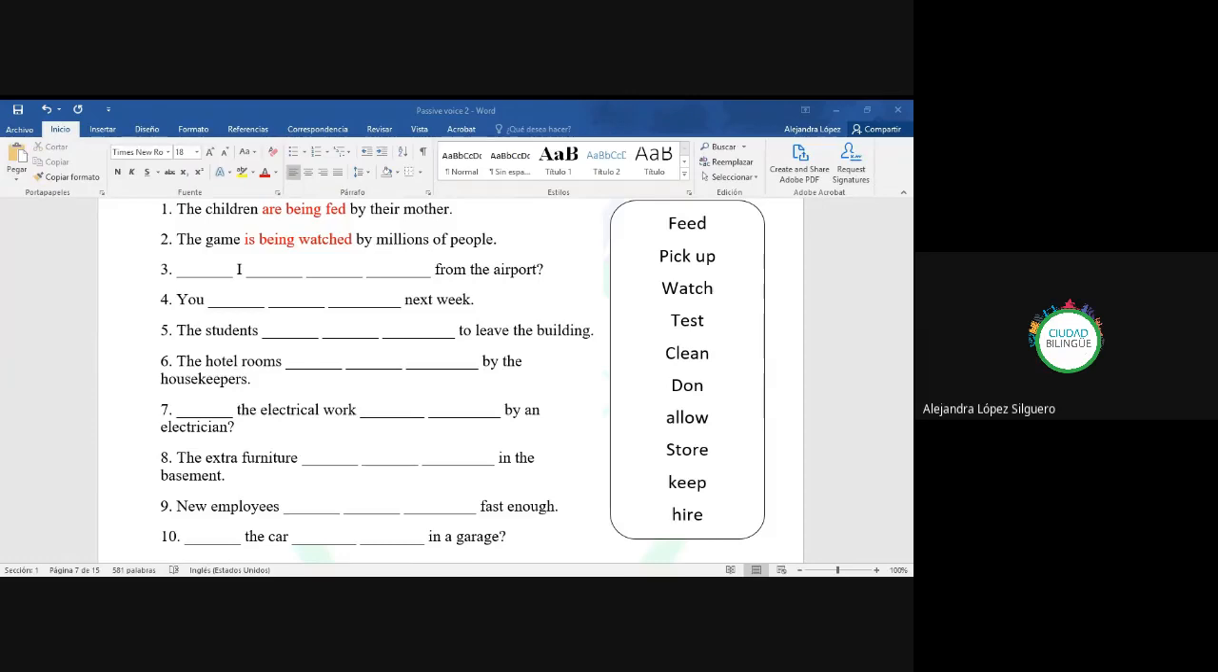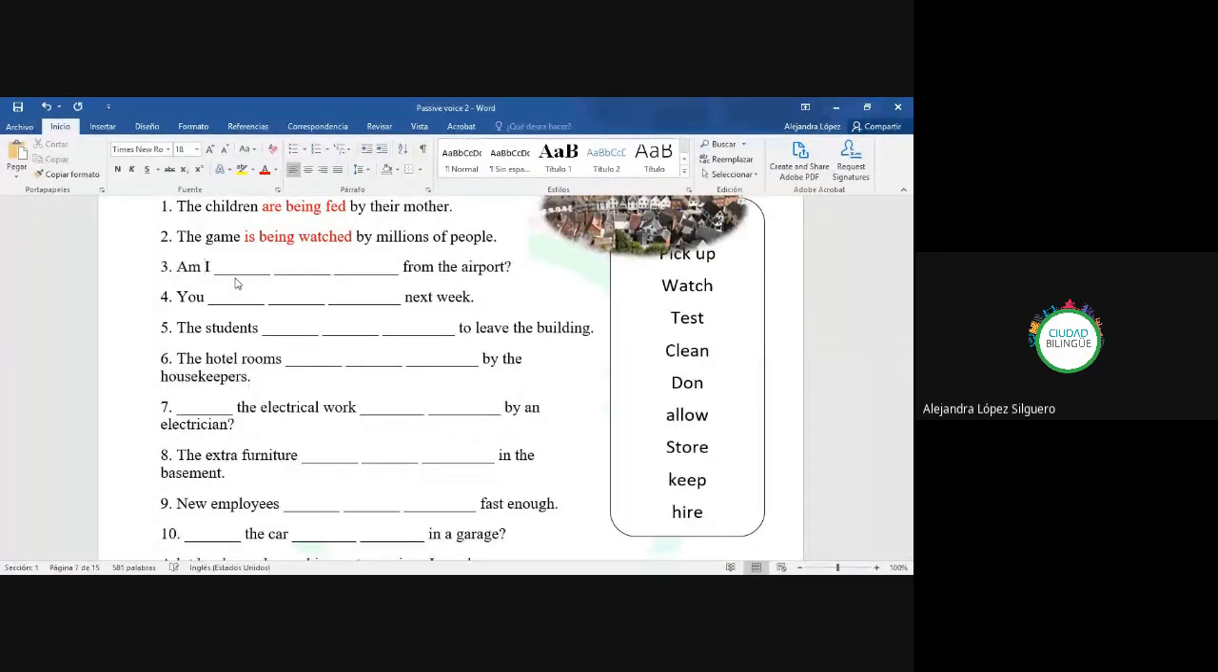What's the answer in this one? Yeah, muy bien, Israel. Am I being picked up. Very good. From the airport.